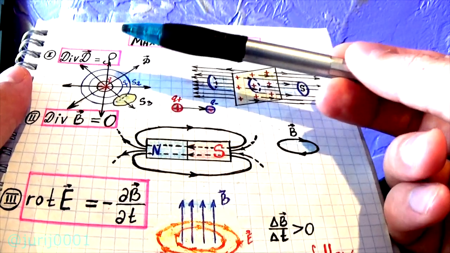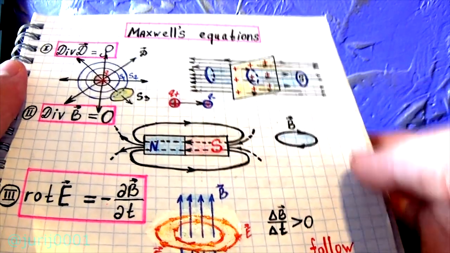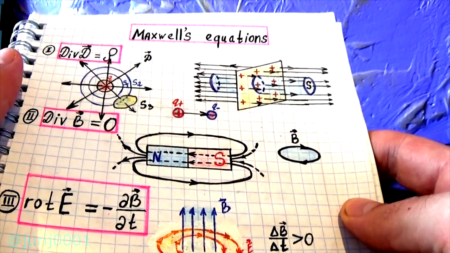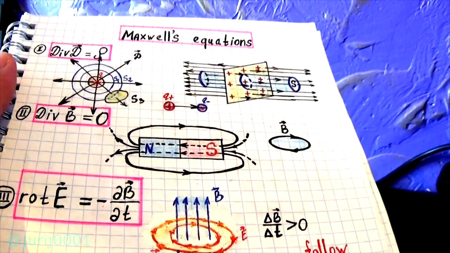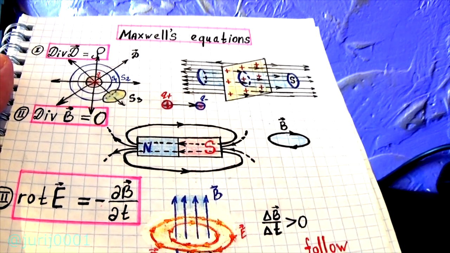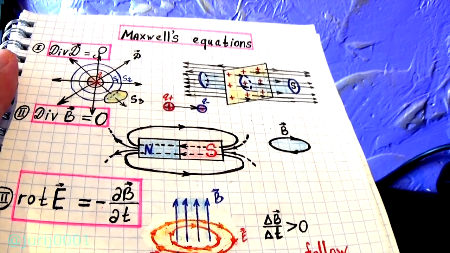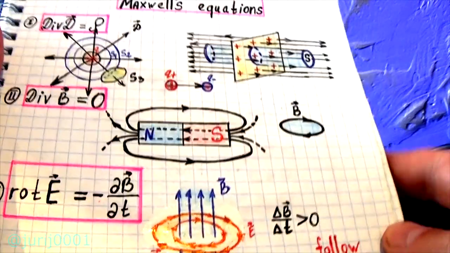On the right side of the equation is not the density of matter, but the bulk density of free electric charge. Maxwell's second equation, also in differential form, states that there are no magnetic charges. The magnetic field lines of force are closed vortex lines. There are no magnetic charges.